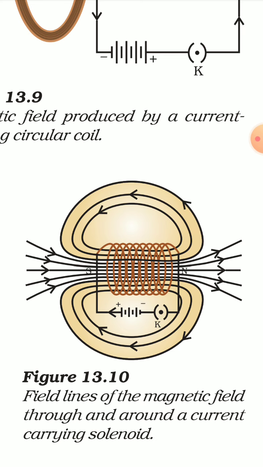Now you can relate this pattern to something: these field lines of the magnetic field relate to some different kind of magnetic field. I think anyone can answer it.